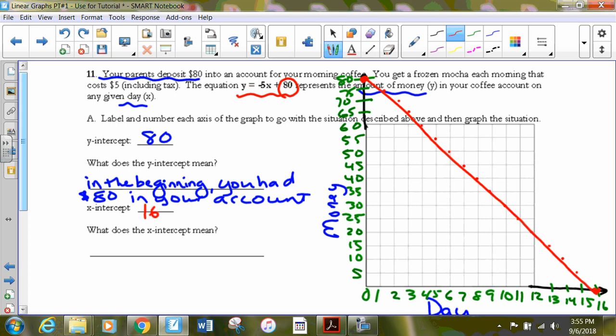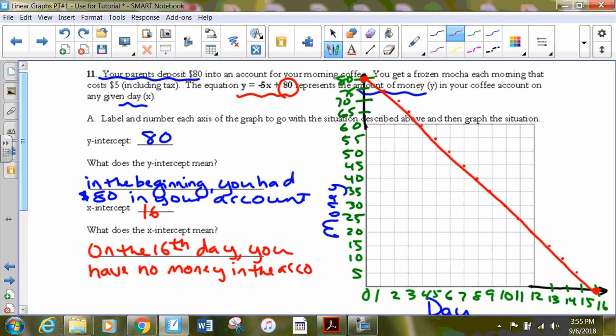And what does that mean? What happens on the 16th day? That's right, we finally run out of money. So you can say on the 16th day, there's no more money. You have $0. You have no money in the account. Anything that makes sense, that basically conveys that all the money is gone in the account.